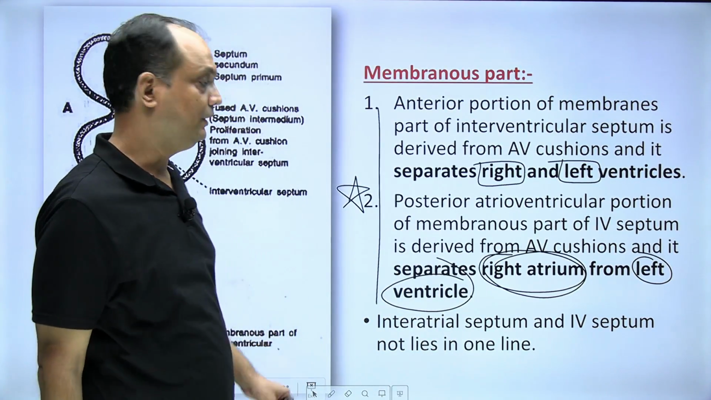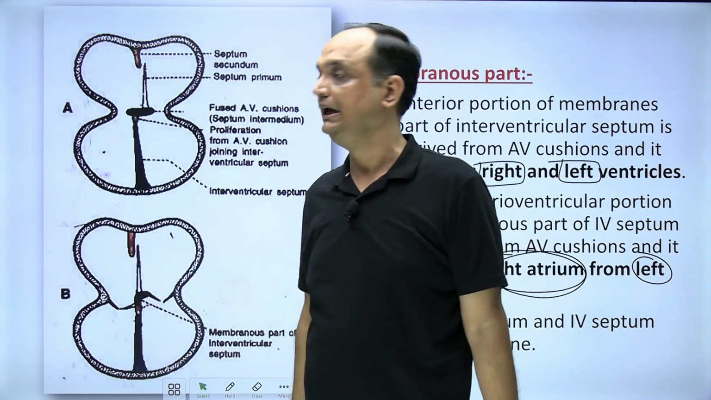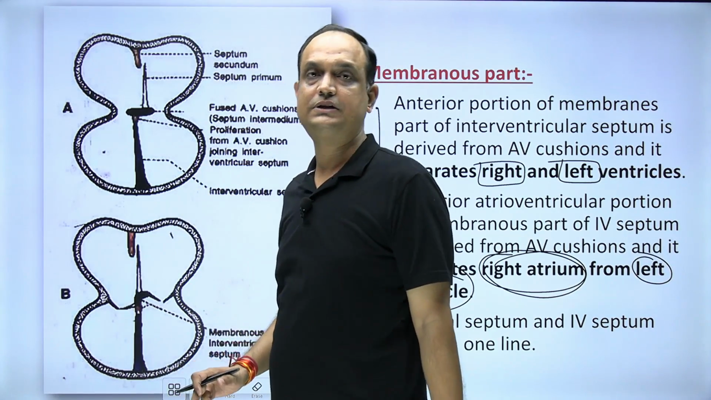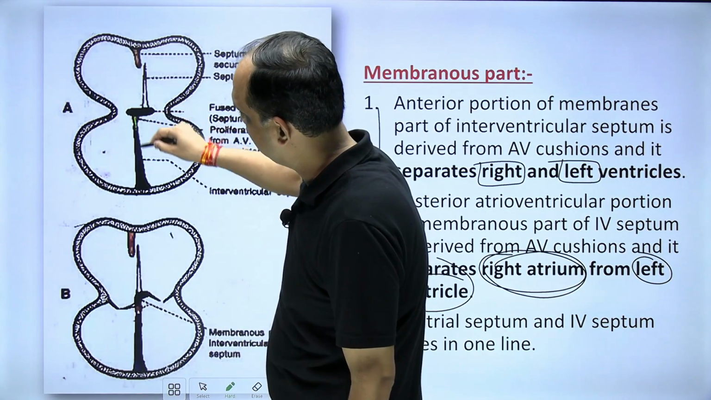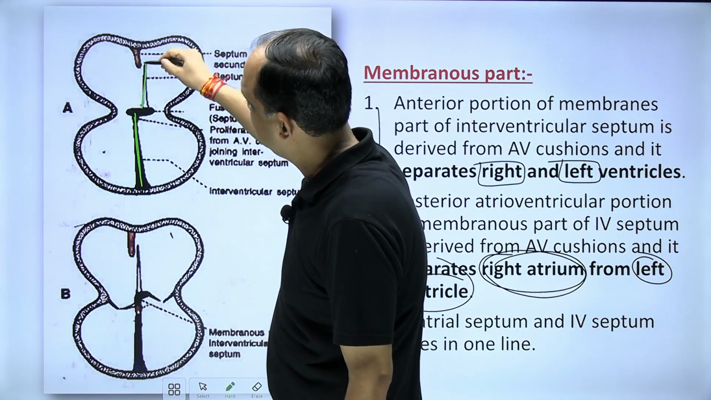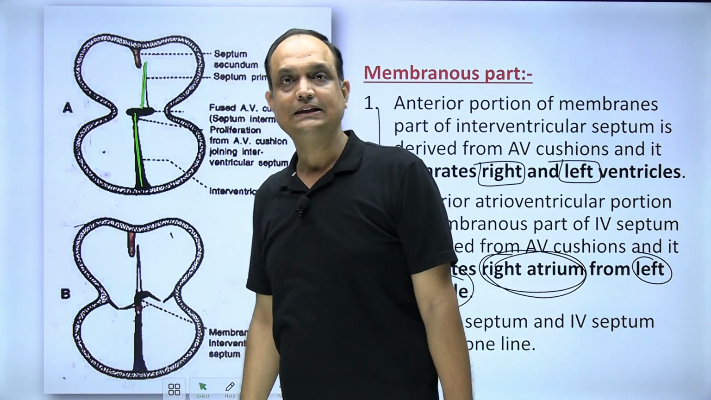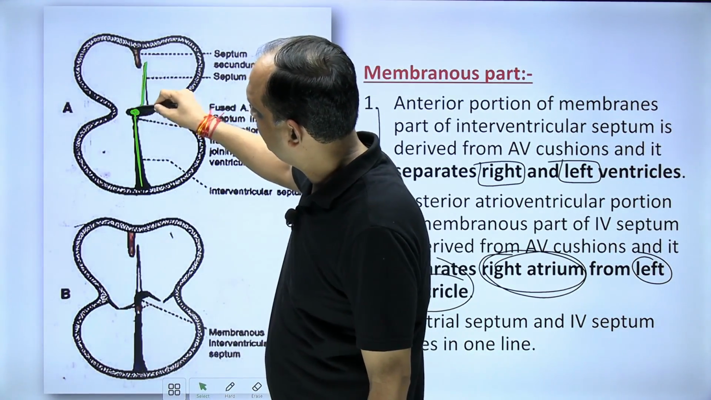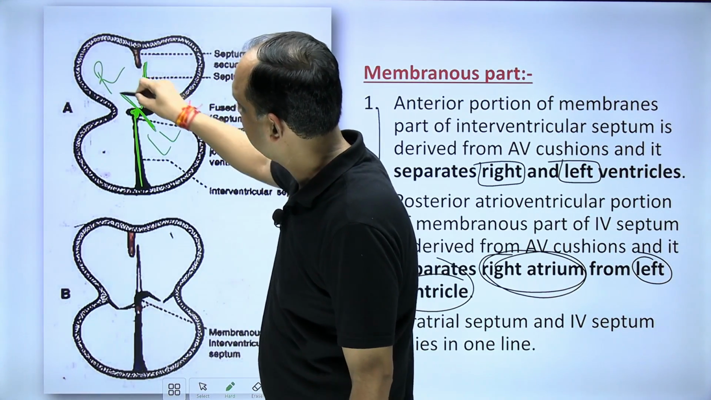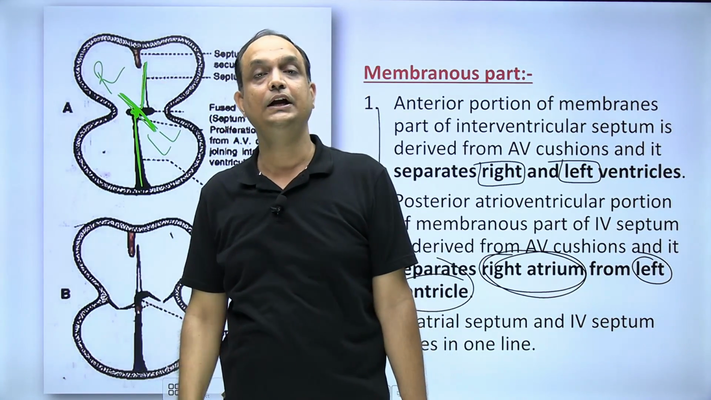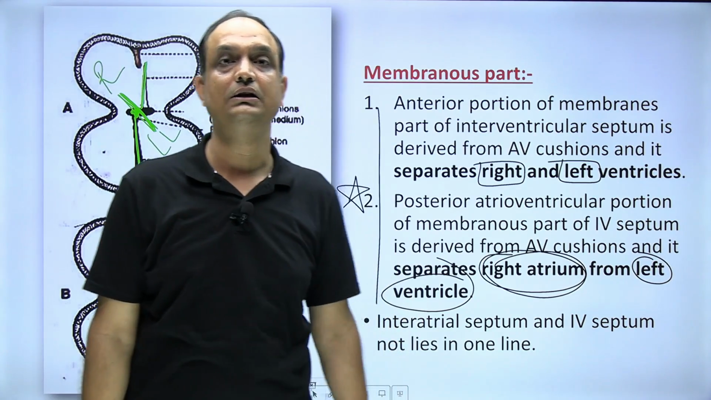And there is one more important thing: the interatrial septum and interventricular septum do not develop in a single line. Here in these two diagrams, first try to understand that this lower part is forming the interventricular septum. In the upper part you will see the interatrial septum, and they are not in a single line. The second thing is that this area of the septum separating the right atrium from the left ventricle, this communication has been blocked by the proliferation of the atrioventricular cushion cells, which are going to form the membranous part of the interventricular septum.